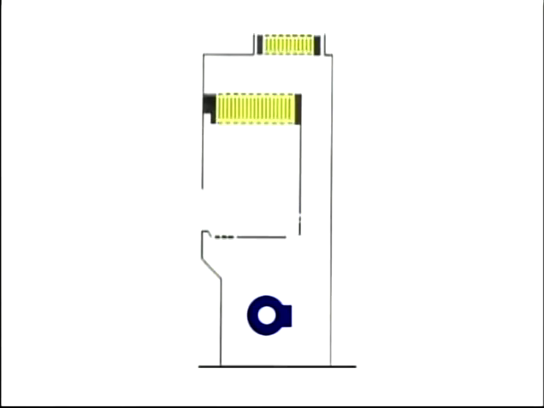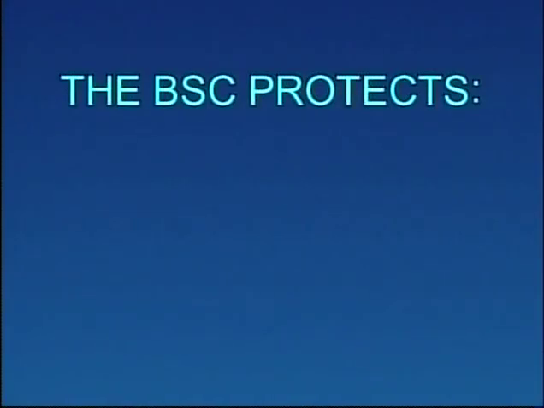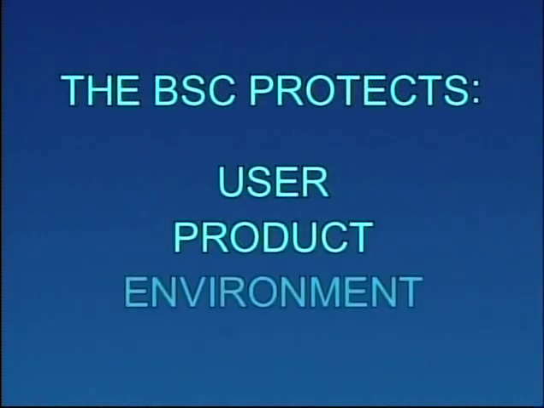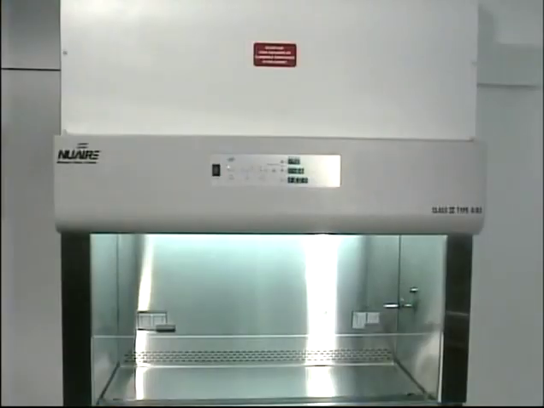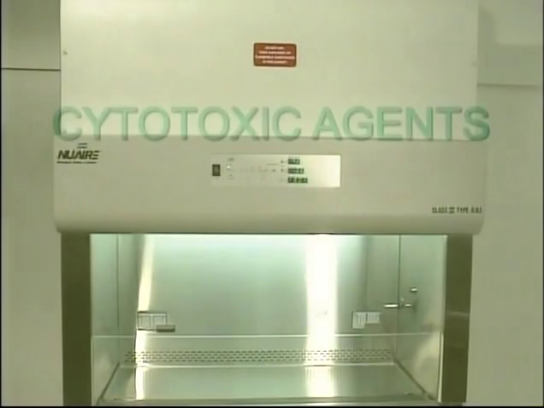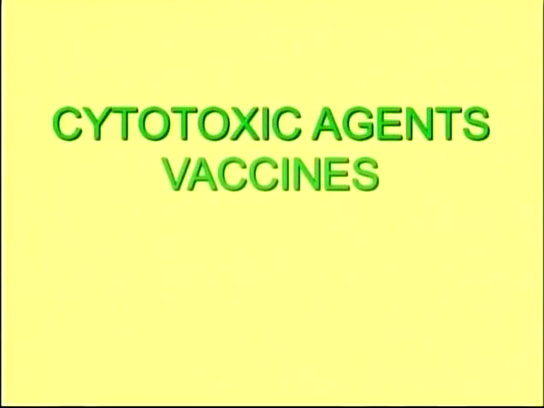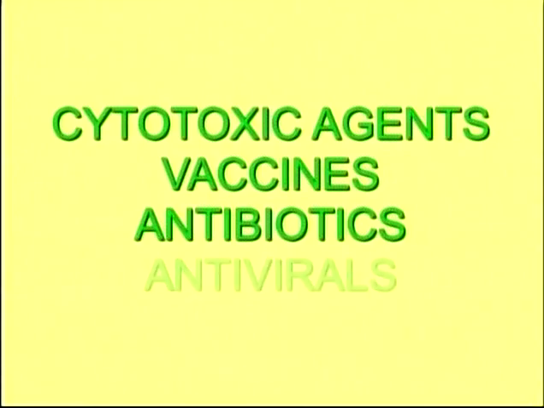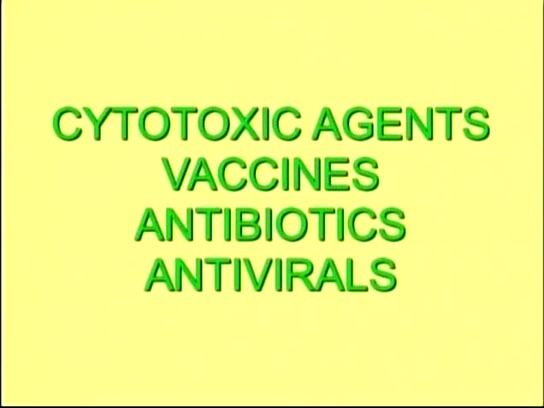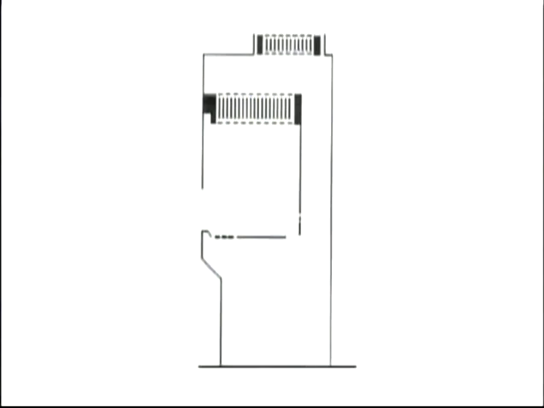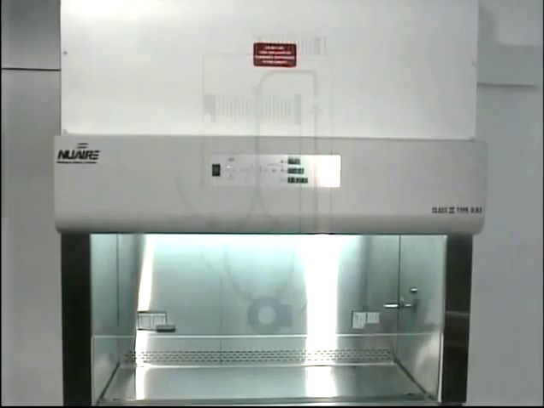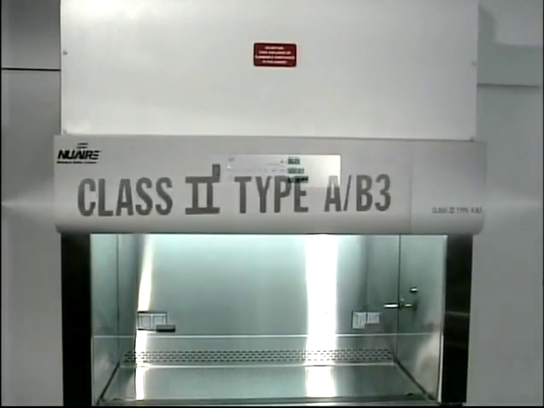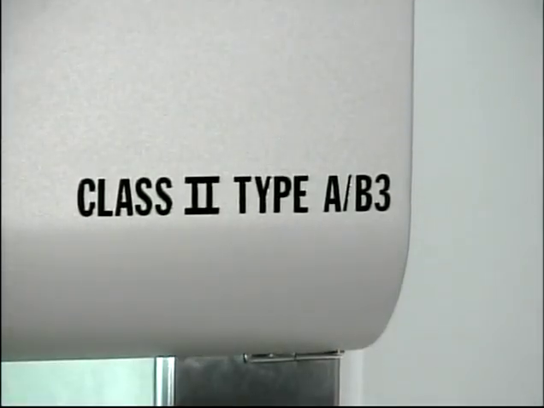The BSC is also a self-contained unit having an air handling motor and blower system, and both supply and exhaust HEPA filters. The BSC is designed to provide protection for the user, as well as the product and environment. The BSC is normally used in pharmacy to compound and prepare hazardous substances, such as cytotoxic agents, vaccines, antibiotics, and antivirals. The design of the BSC is complex and requires careful balancing to assure proper operation. Several different BSC designs provide varying degrees of protection. However, the design most common to pharmacy operations is the Class II Type A B3 cabinet.